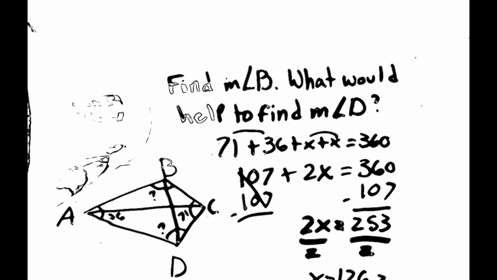Now we just need to know what would help to find the measure of angle D. So to find the measure of angle D, one of the properties of the kite states that one side of opposite angles are equal. So what is the opposite angle of B? Well, it's D. So if they're equal, then D would also be 126.